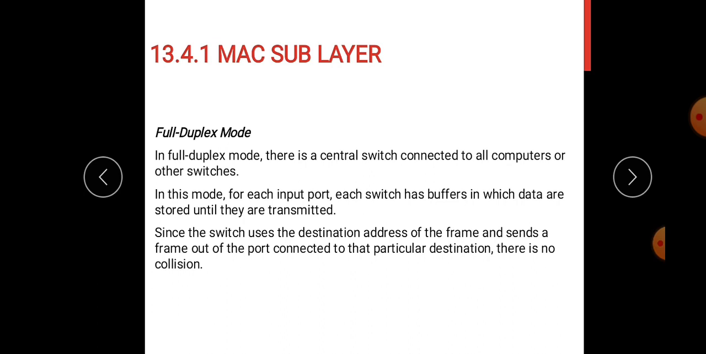Lack of collision implies that the maximum length of the cable is determined by the signal attenuation in the cable, not by the collision detection process.